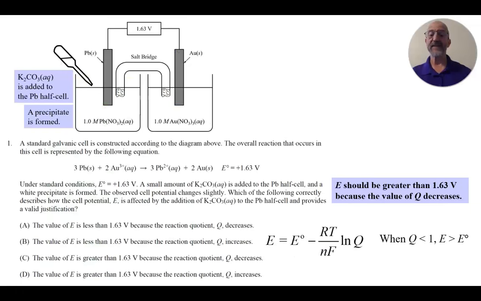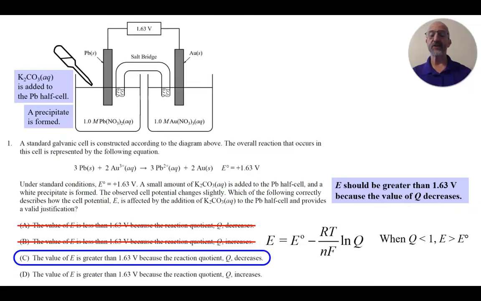So we know that the cell potential should be greater than 1.63 volts, so I'm going to go ahead and eliminate choices A and B. And because Q is less than 1, that means that the value of the reaction quotient Q decreases. So the correct answer to question 1 is choice C.